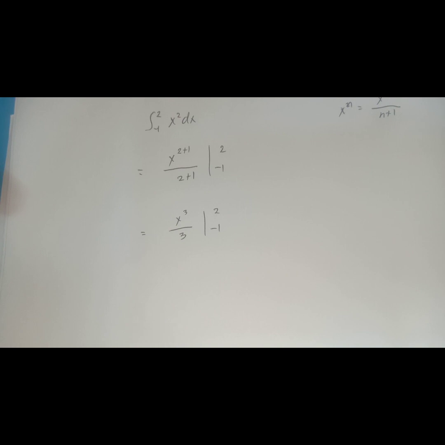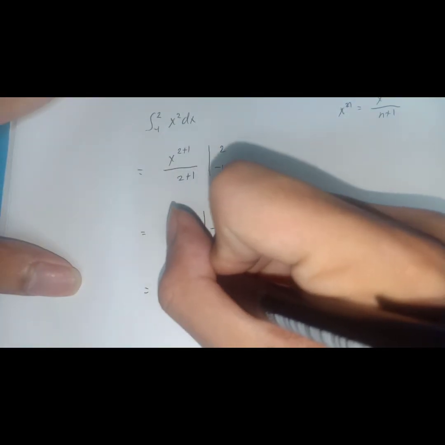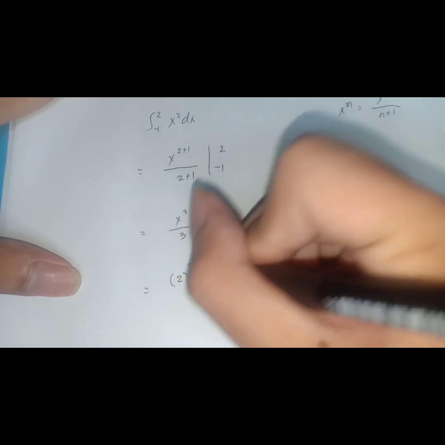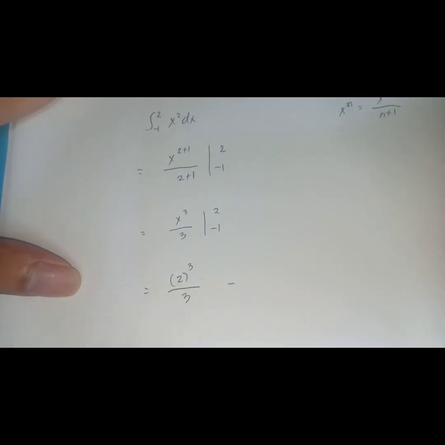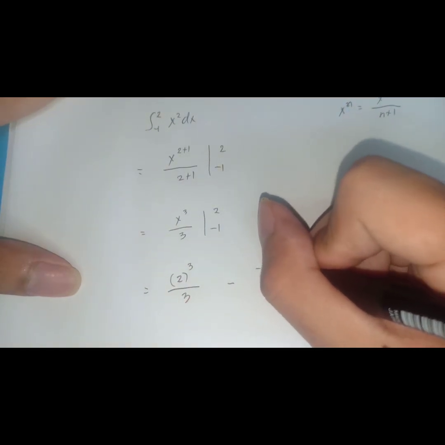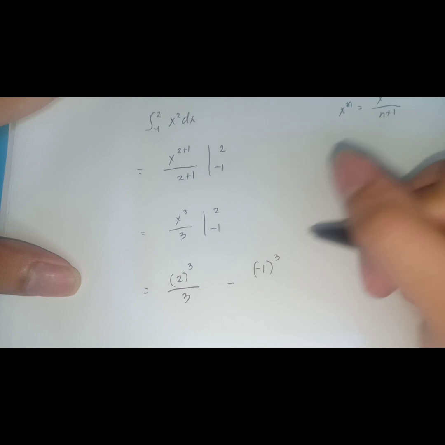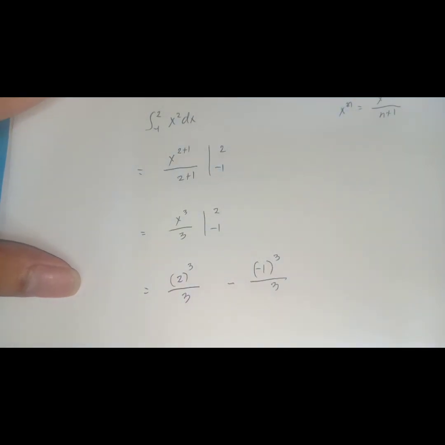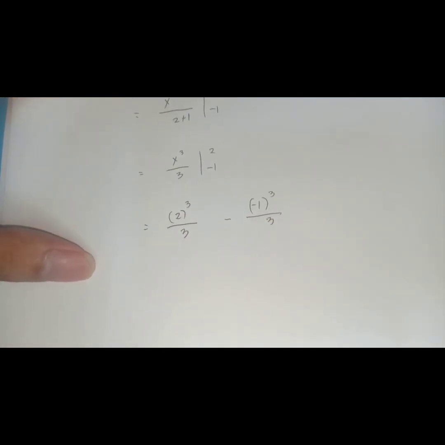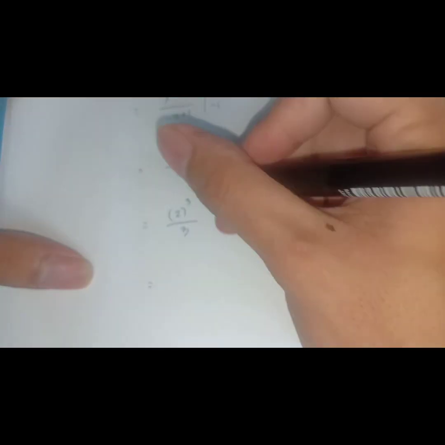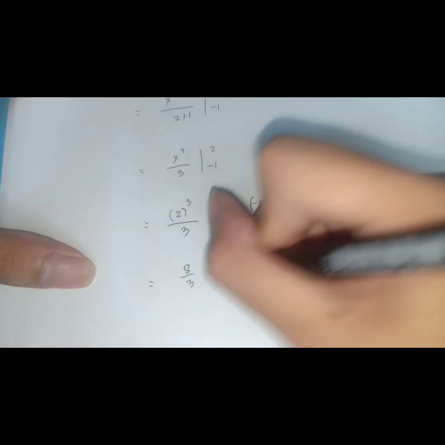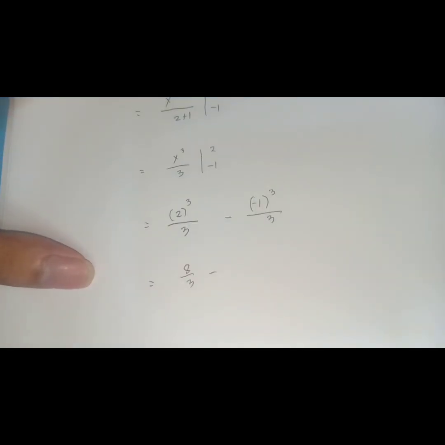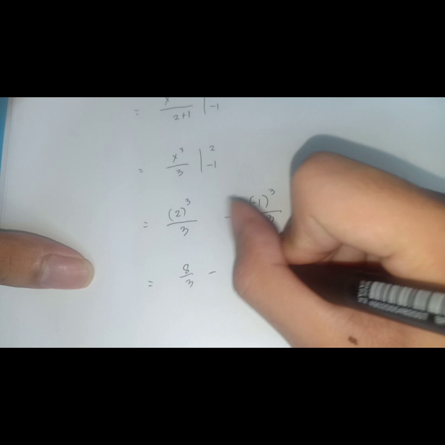So it will be equal to 2 raised to the power of 3 over 3 minus -1 raised to the power of 3 over 3. Just simplify: 2 raised to the power of 3 is equal to 8 over 3, minus -1 raised to the power of 3, which is equal to -1 over 3.